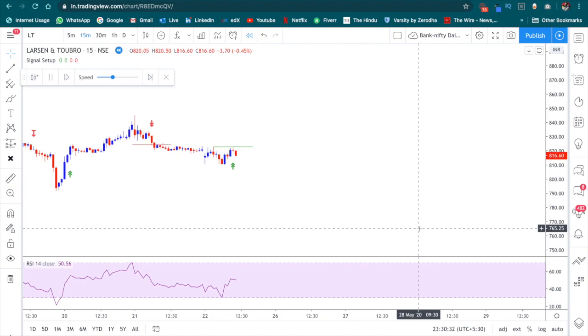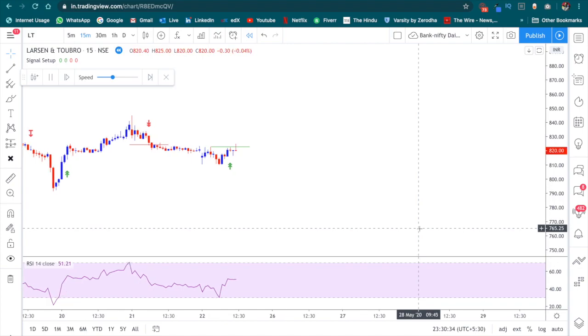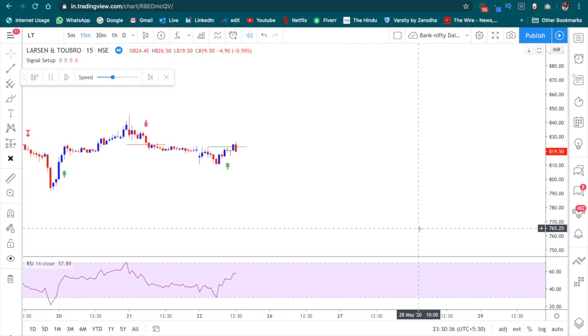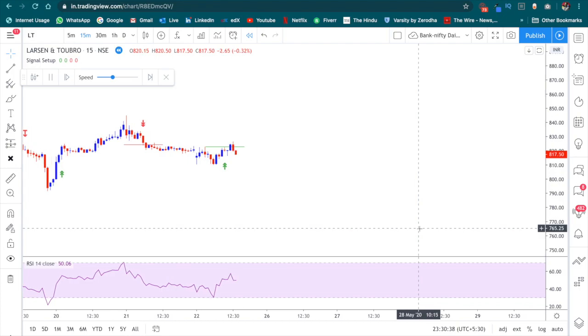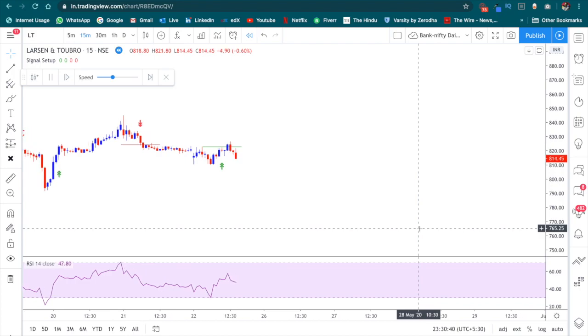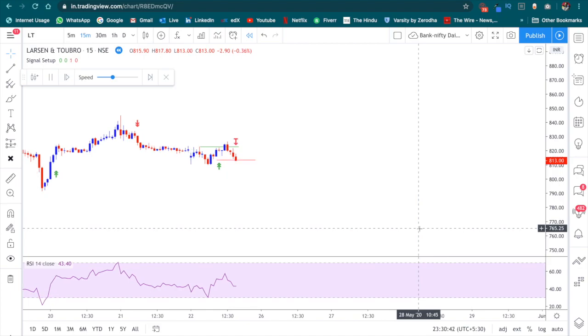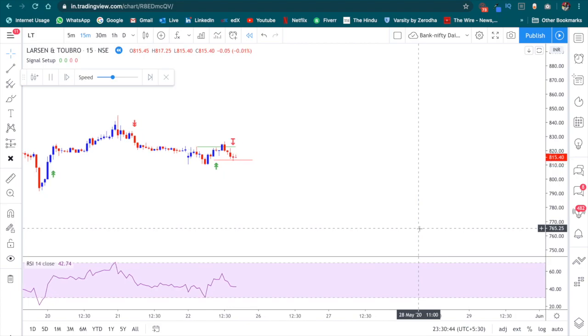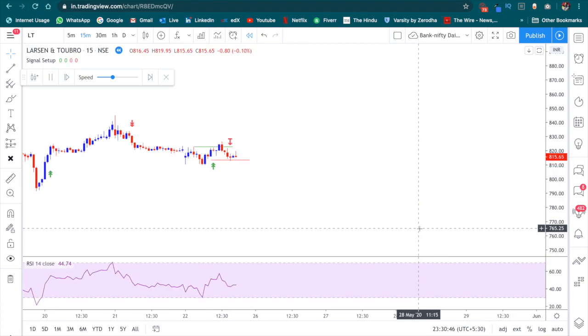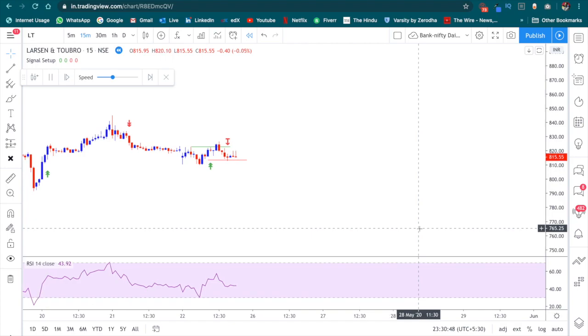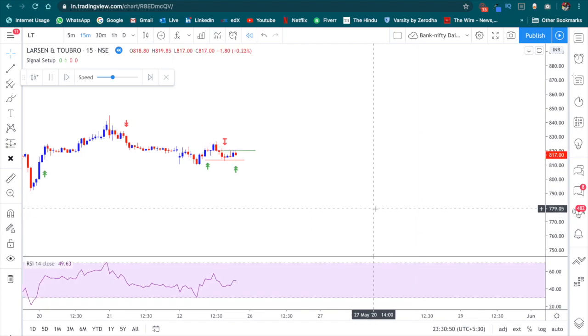You can see a bullish signal being generated. However, since the price has failed to cross the signal line, the signal would not have been triggered. Likewise, a bearish signal has been generated along with the signal line. Since the price could not cross the bearish signal line, the signal would not have been triggered again.